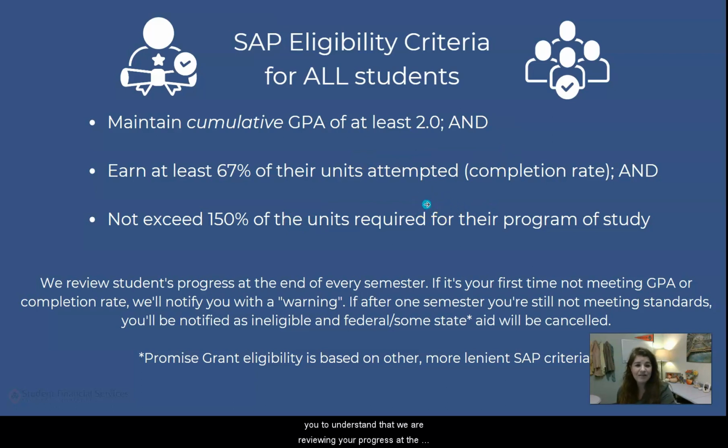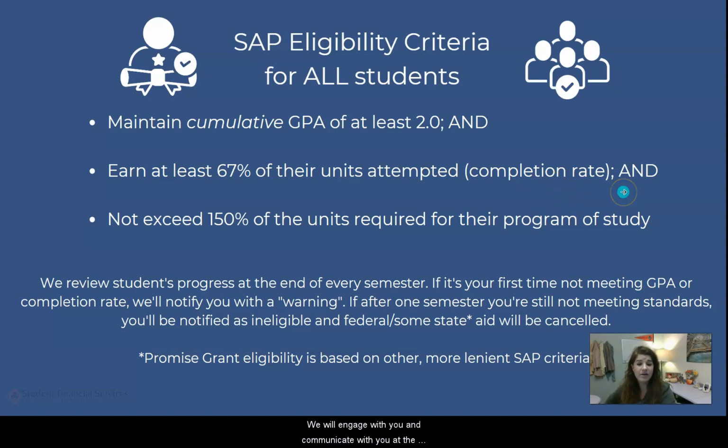But it's important for you to understand that we are reviewing your progress at the end of every semester. So every semester that you complete here, once your grades have posted, we'll be reviewing your progress in terms of your GPA, the cumulative, meaning at least checking that you've met at least the 2.0. Then we're looking to see if you have at least passed 67% of your units that you've attempted. And then also making sure that you have not exhausted eligibility by passing more than 150% of your program.